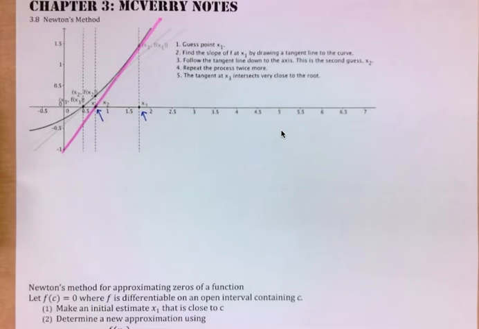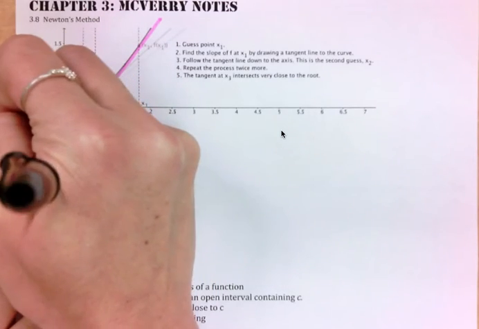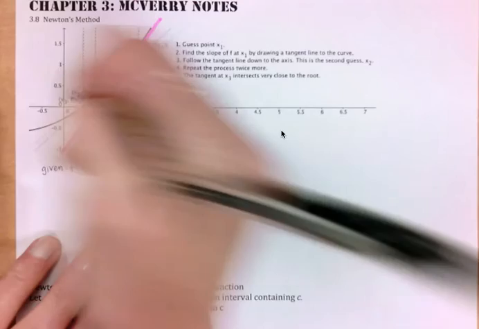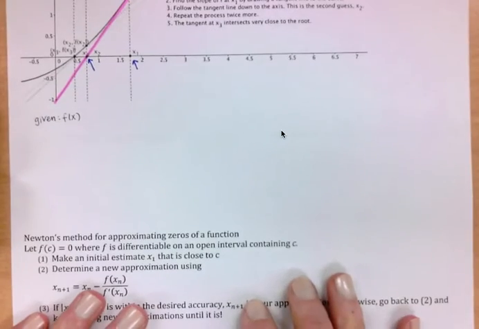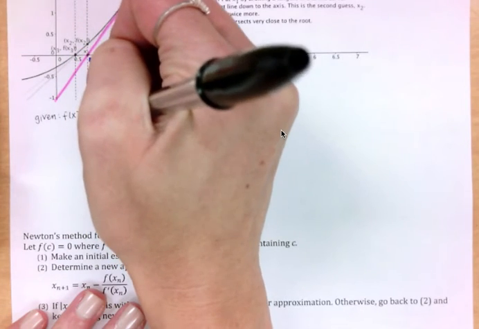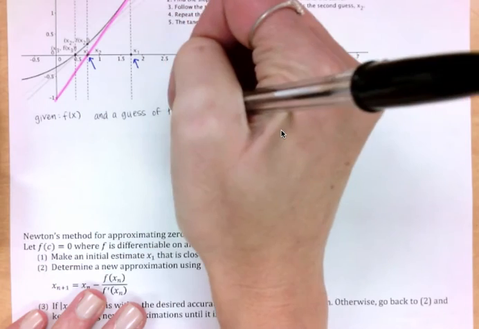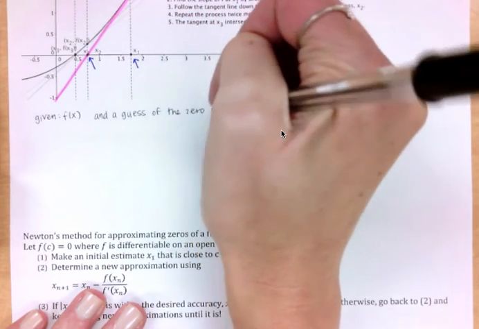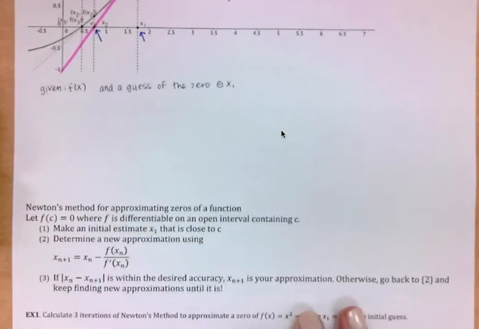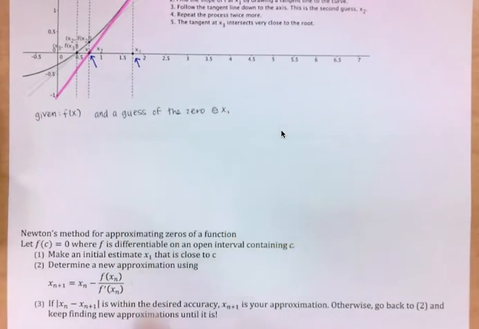So if we are starting out, we have f of x. Okay, so things that we would be given: we would be given f of x, and we would have a guess of the 0 or the root, and we'll just call it x1. So we're guessing that our root is around there. You may be close, you may not be very close, but you need to be approximate.